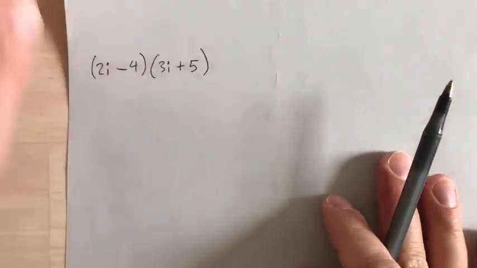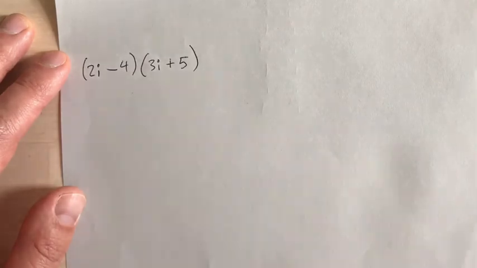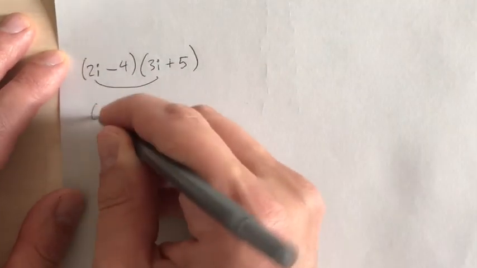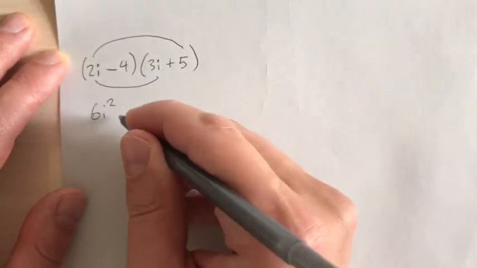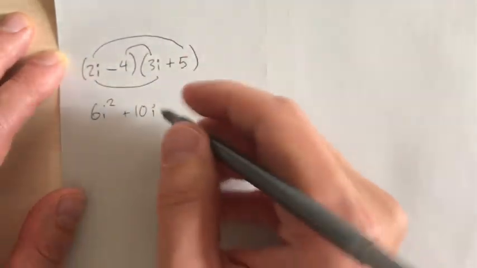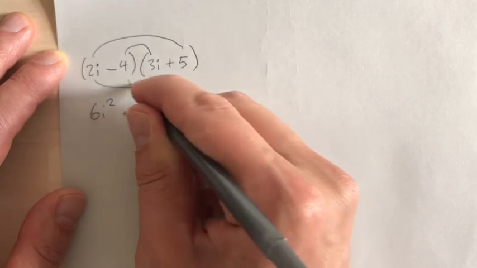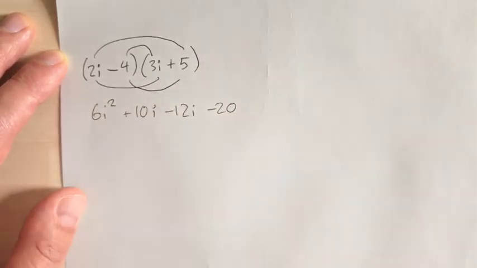If I were to give you (2i minus 4) times (3i plus 5), this just looks like a foiling problem, right? So I would multiply this times this. That would give me 6i squared. I would multiply that times that, and that would give me 10i. I would multiply negative 4 times 3, and that would be negative 12i. And then last but not least, I'd multiply negative 4 times 5, and that would be negative 20.